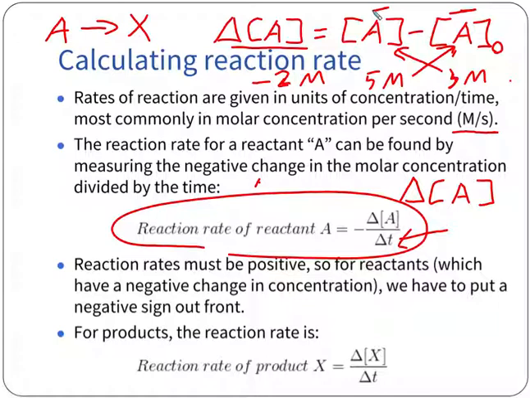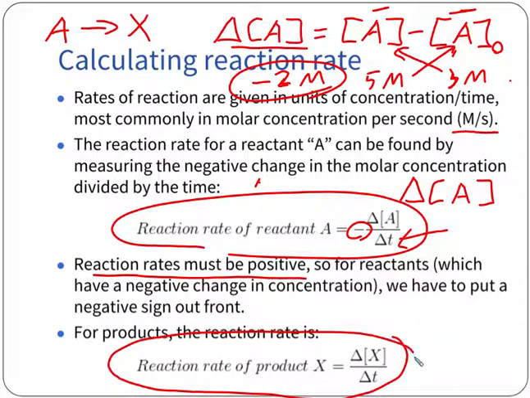Now, you do want to notice here this is negative, and the reason why is because this came out as negative, right? Whenever you have a reactant, reactants get reacted, their concentration drops, and as a general rule reaction rates must be positive. So for reactants we have to put a negative sign out front, but for products we do the exact same thing. The only difference is for products there's no negative sign because the change in the concentration is always positive.